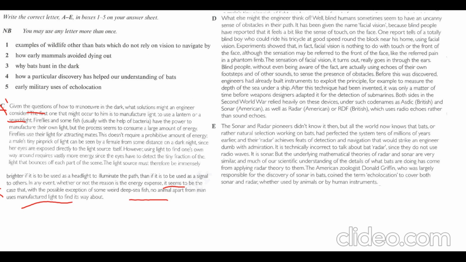Now here, as you can see, even if you read a little bit further at the top of the paragraph, you can still see that they're talking about different types of animals and creatures that actually produce light to go around and maybe find food, etc. Whereas there is no particular discovery that has helped our understanding of bats. So this is not number 4, definitely. So let's go to the last one.